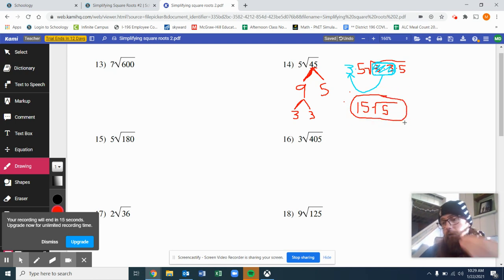Now you could use a calculator to figure out what that is, but that's going to give you a weird decimal, so it's not going to work. I want your answers to be a number, a square root symbol, and then a number inside.